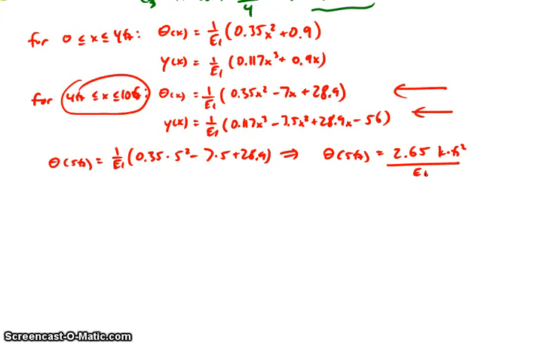We're also going to plug in y at 5 feet, and we get 1 over EI times 0.117 times 5 cubed minus 3.5 times 5 squared plus 28.9 times 5 minus 56.